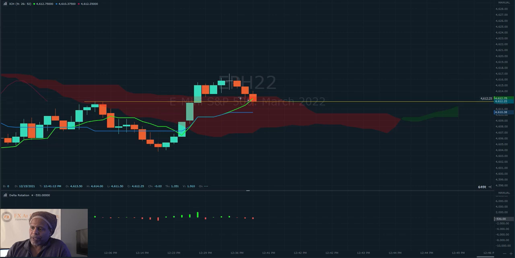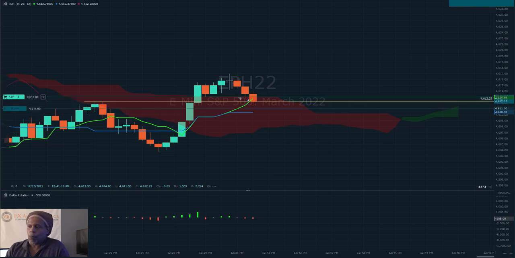So we probably see a rejection here. And if we see that, we're good to go. That's where our entry is, right at the cloud there.